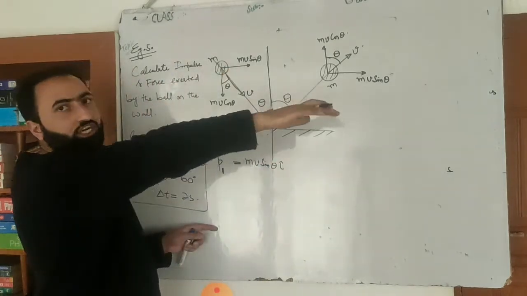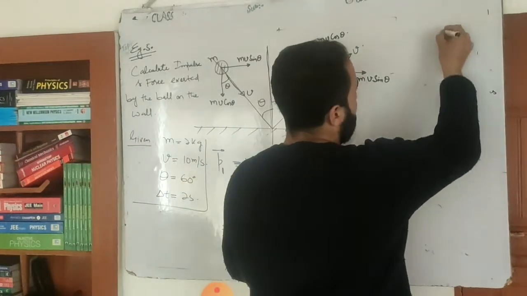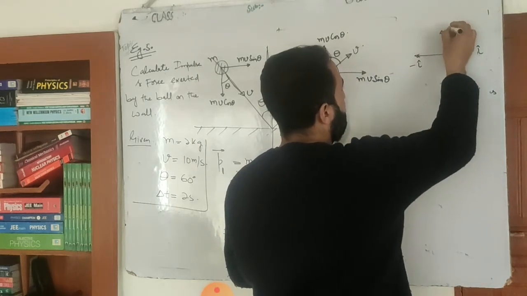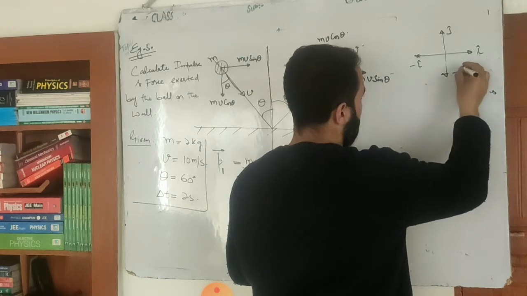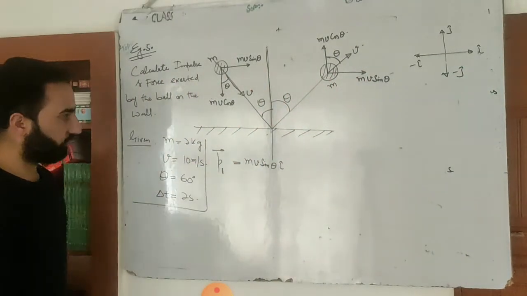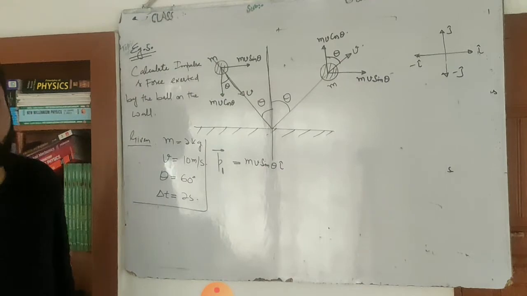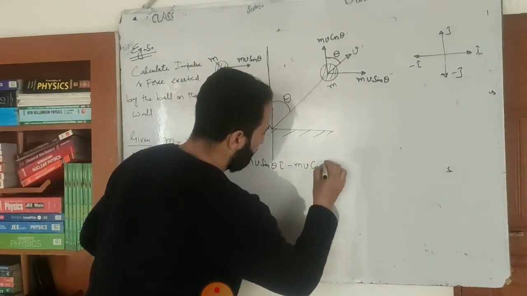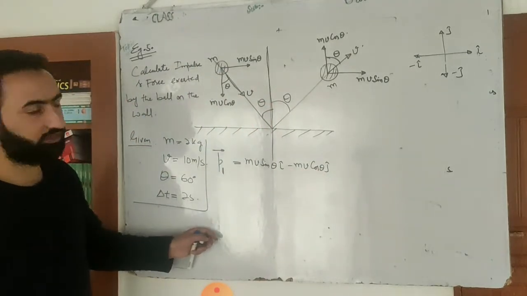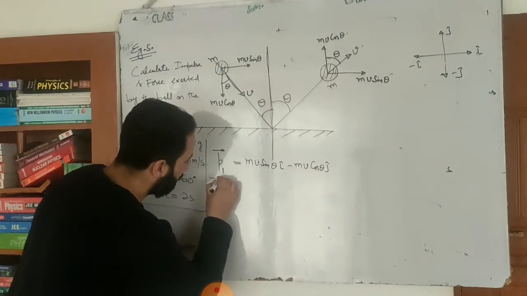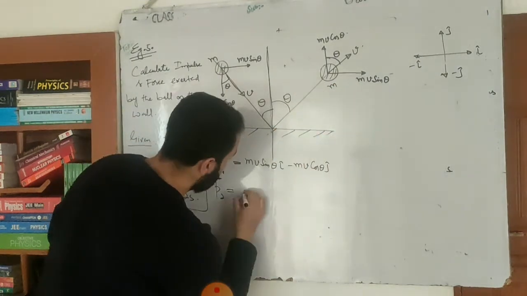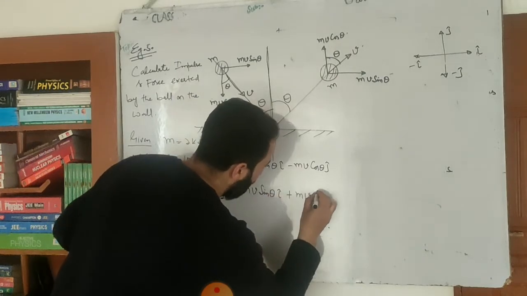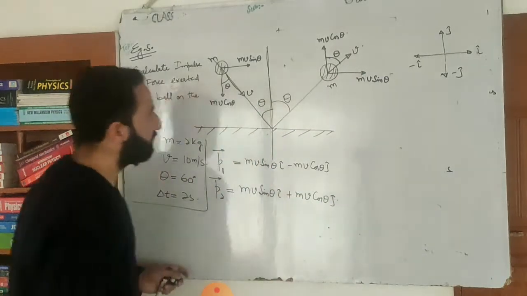In this direction, this is i cap, and this is minus i cap, this is j cap, downwards is minus j. So the initial momentum is mv sin theta i cap and minus mv cos theta j cap. Final momentum after collision, the momentum is like this, final momentum is equal to mv sin theta i cap plus mv cos theta j cap, right beta.